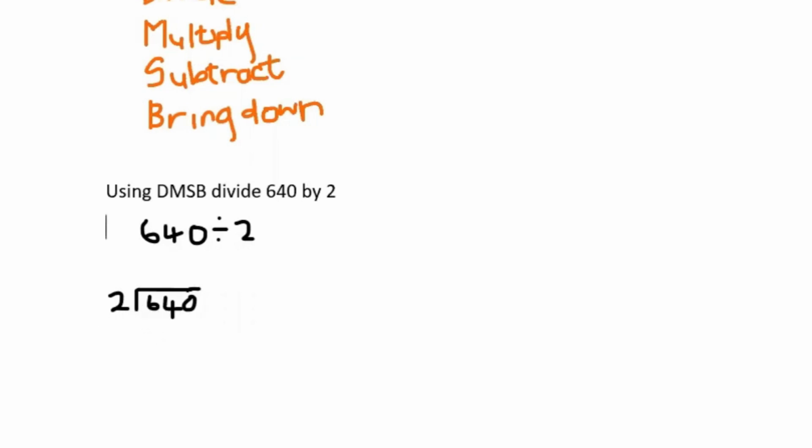The first step is you divide the hundreds. 640 has 3 digits, so you're dividing the hundreds digit, which is 6. Can we divide 6 by 2? Yes, we can. So 6 divided by 2, the answer is 3. So we've just completed the divide step.